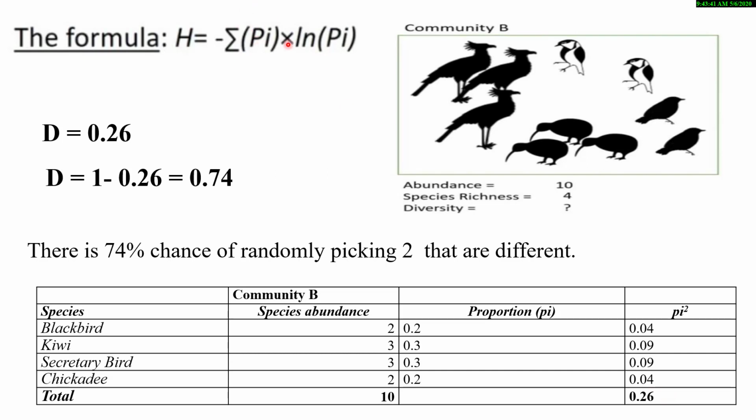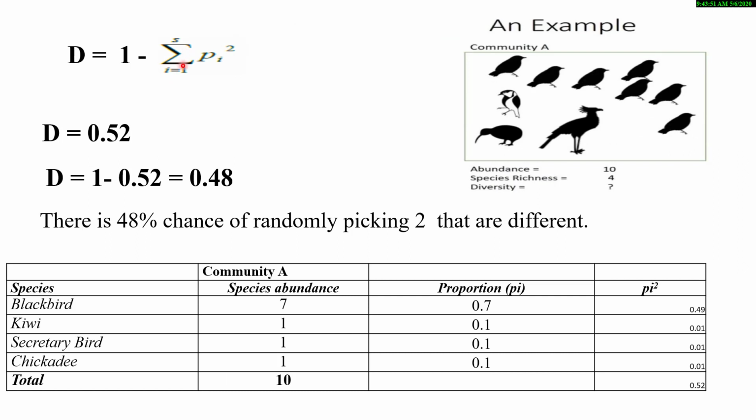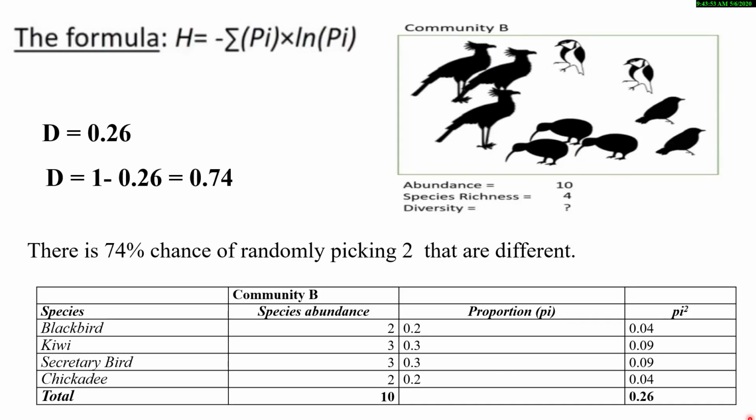This is not a formula we are using. This formula is the Shannon Diversity Index formula. This is the formula we are using, this. Okay. So here, the diversity D is 0.26. And this means that there's a 26% chance that any 2 individuals that you will pick here will be the same.